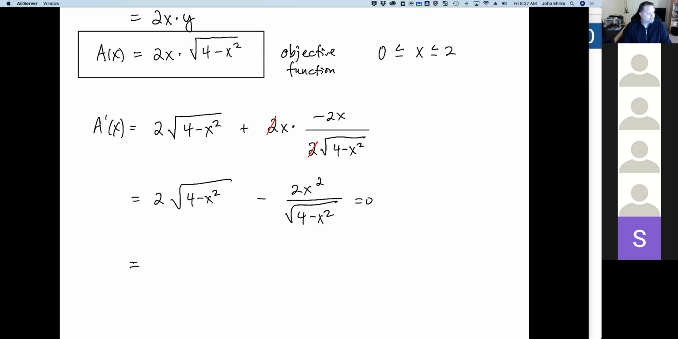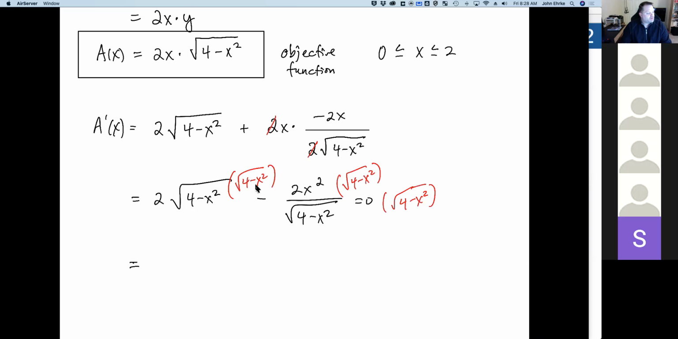Common denominator is actually okay, but it's still a little bit of overkill. Notice I've got the same square root here that I have here. So if I multiplied through by that square root, I can make this much simpler. So I multiply by the square root of 4 minus x squared here, here, and here.